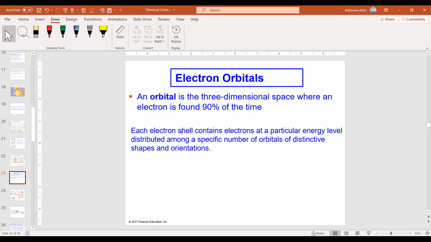Okay, so each electron shell that we have met now contains electrons at a particular energy level. We know this. All the electrons in the second energy level have the same amount of energy. But where the electrons are distributed can be different, right? They're going to be distributed among a specific number of orbitals, and these orbitals each have distinctive shapes and orientations. So within a particular shell, you can have multiple orbitals, and those orbitals can have different shapes from one another and can be in different positions.